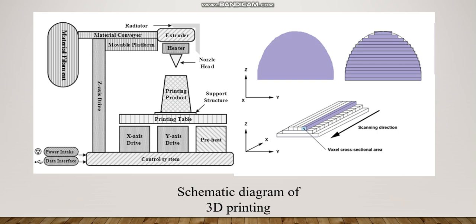The left diagram shows the schematic diagram of 3D printing, and as I said, the nozzle head will emit some kind of laser and electron beams to deposit the metal powder, and the right diagram shows the direction of the laser beam scanning.